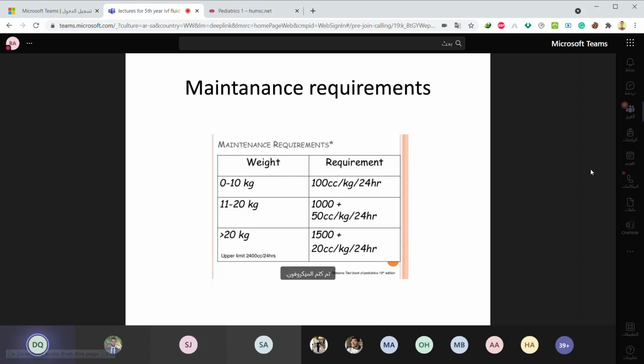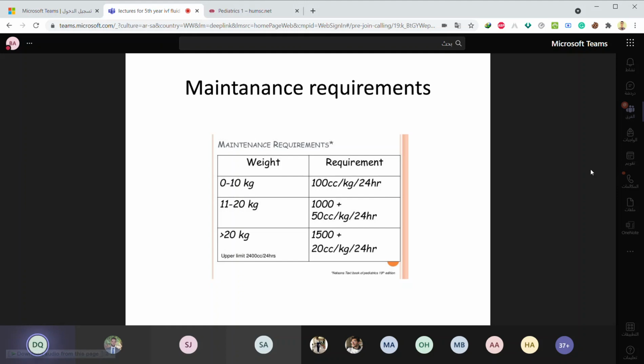So how do we calculate the maintenance therapy, or what are the maintenance requirements in our pediatric age group? Maintenance requirements depend on the weight. If we have 0 to 10 kilograms, we have to calculate 100 cc for each kilogram in 24 hours. So a 10 kilogram baby needs 100 multiplied by 10, which equals 1000 ml in 24 hours.